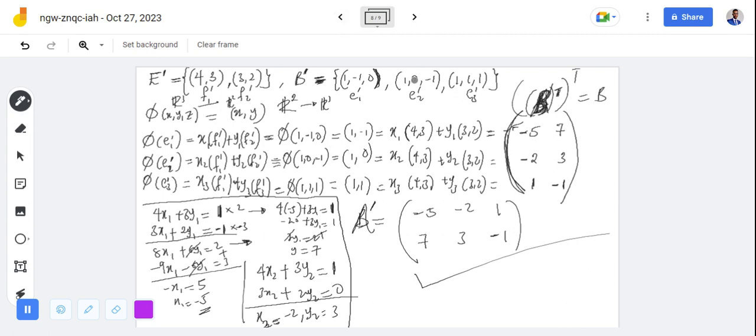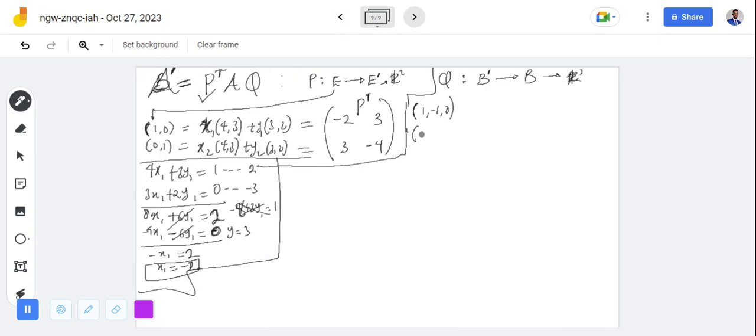Now I have the second one as 1 0 minus 1, and the third one as 1 1 1, right? So this B itself is actually the given basis, not the B that they asked you to go and look for. No. This B now is to represent X.